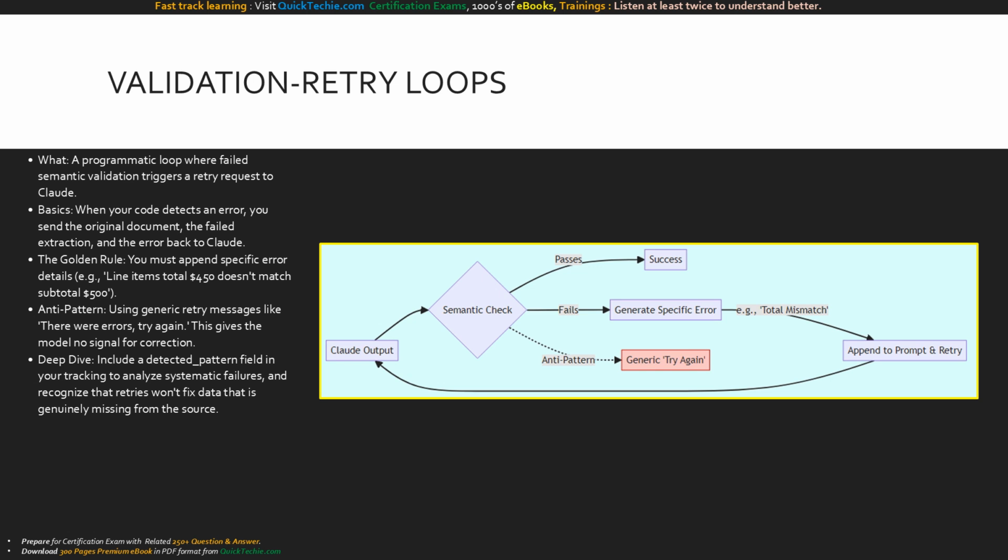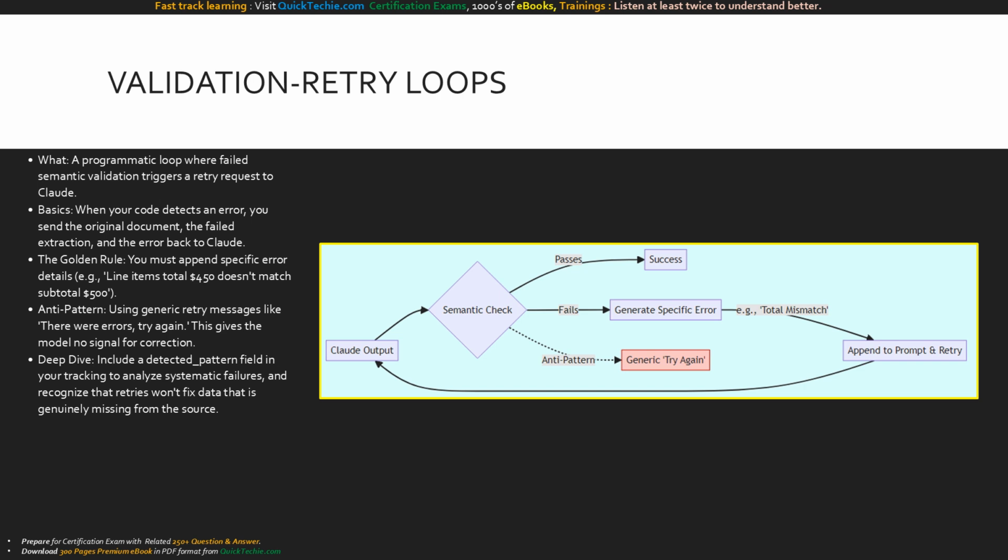However, remember the limits of retries. If the data simply isn't in the source document, no amount of looping will make it appear. Let's trace the validation retry loop. Output enters the semantic check. If it fails, we move to the bottom path to generate a specific error, like a total mismatch. We append that precise constraint to the prompt and retry.